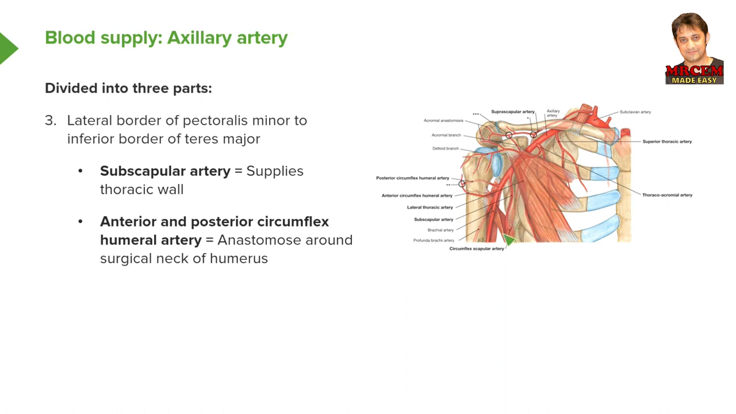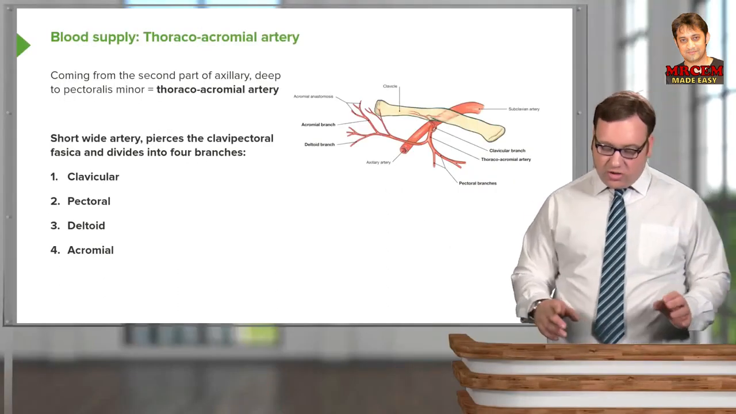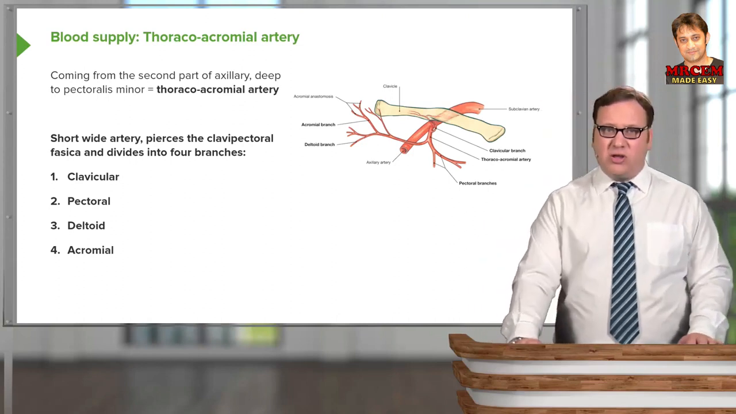It's running down to supply the thoracic wall, but it also gives rise to a branch that's going back up here. And this is known as the circumflex scapular artery. We can see this running all the way over here in this direction. And later on, we'll see an important anastomosis of this artery around the scapula. But first of all, I just want to talk about the thoracoacromial artery.